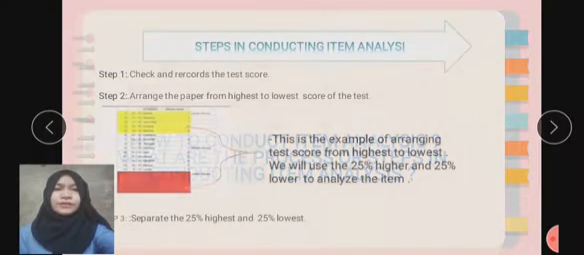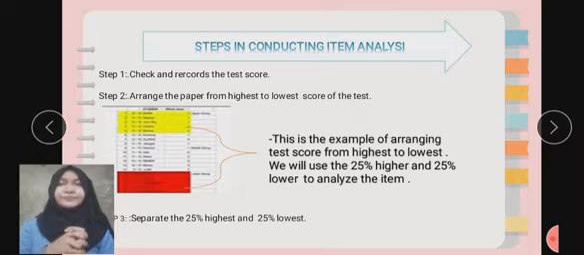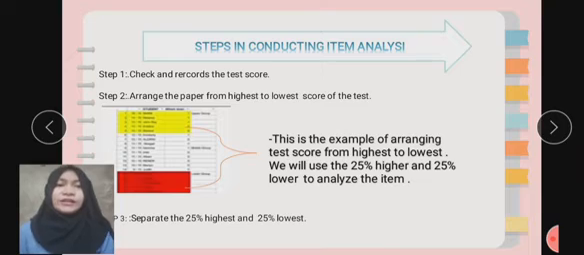So, these are the steps in conducting item analysis. First, check and record the test scores. Of course, pag nakuha mo na yung test, you're going to check first. Check, then record the test score. And then, step number 2 is arrange the papers from the highest to lowest score of the test.